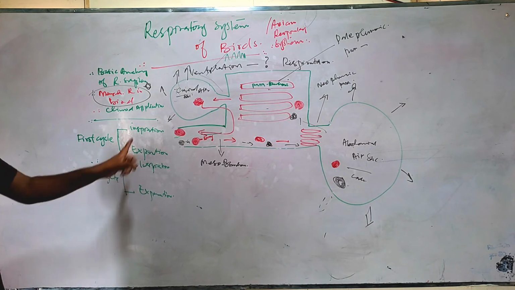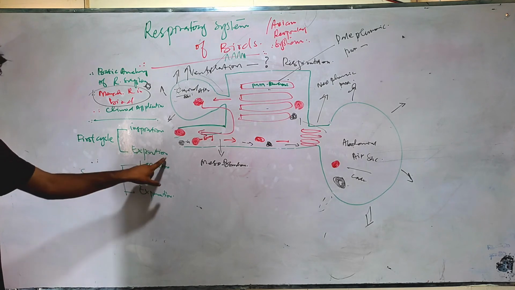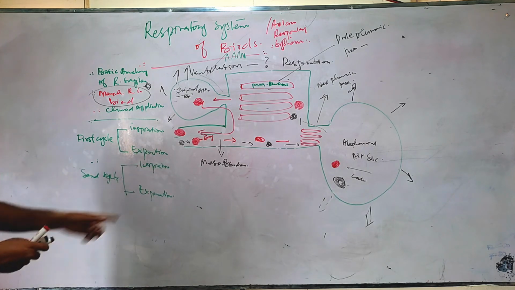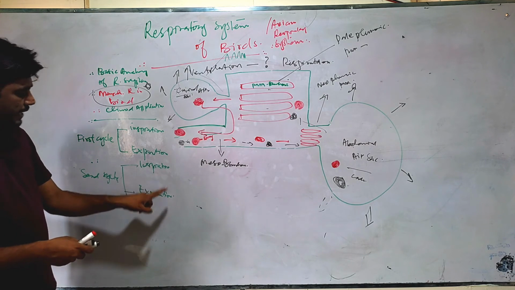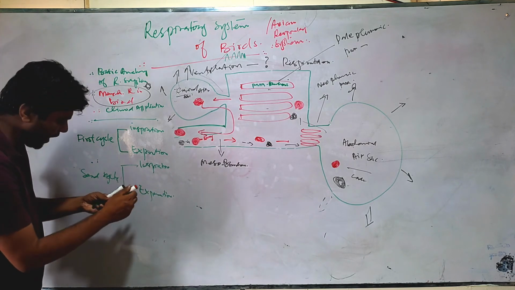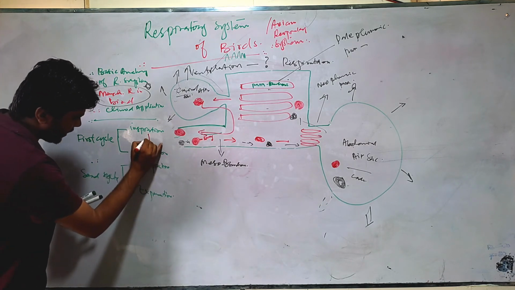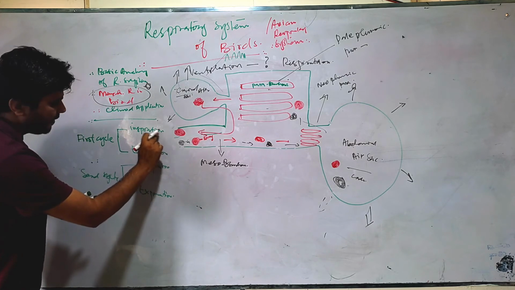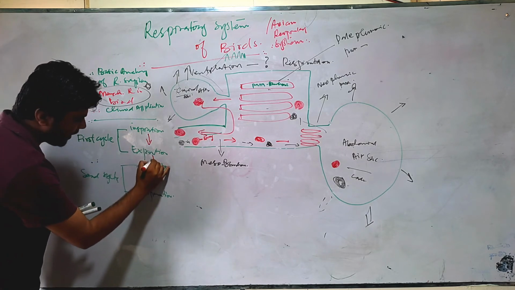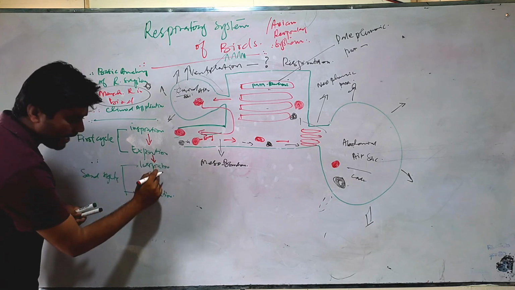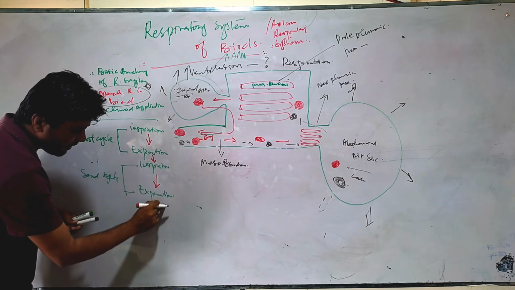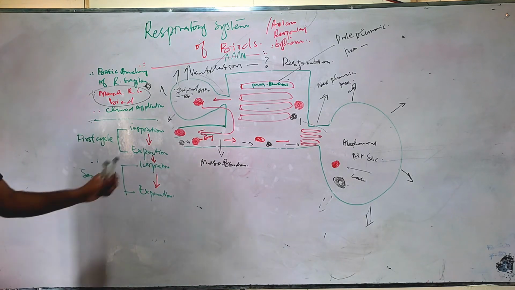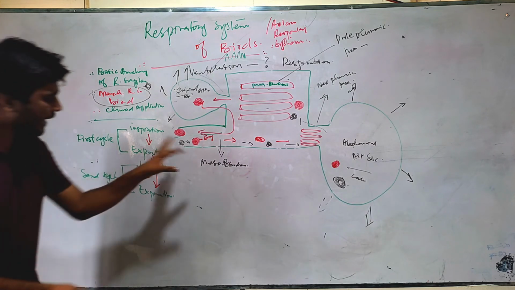There is a first inspiration, then first expiration, then the second inspiration and the second expiration. They are in sequence. When first we have what? Inspiration. Then we have? Expiration. Then again we have? Inspiration. Then we have? Expiration. Clear? How is this happening? Look at this diagram.